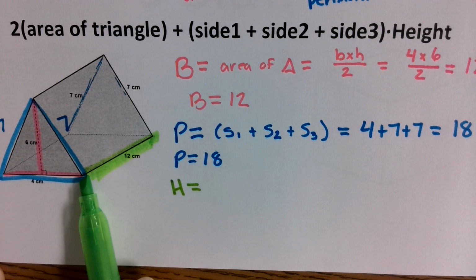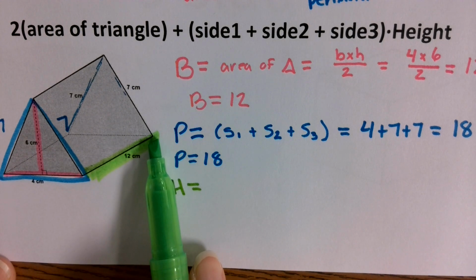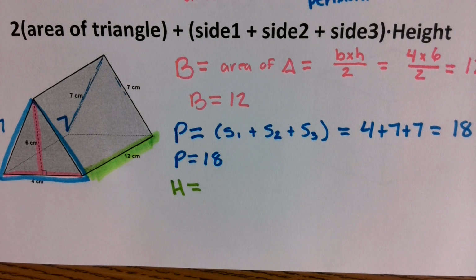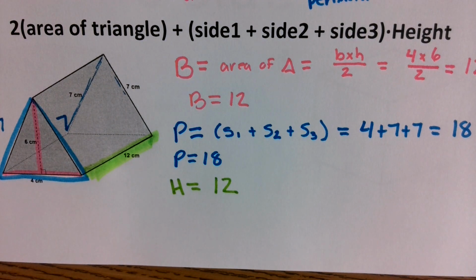Okay, I'm taking the bottom right corner of the first triangle and connecting it to the bottom right corner of the second triangle, and that measurement that connects them is the 12. There's no calculation that you have to do there. You just have to identify it. Okay, and now that we know this information, we can plug it into our formula.